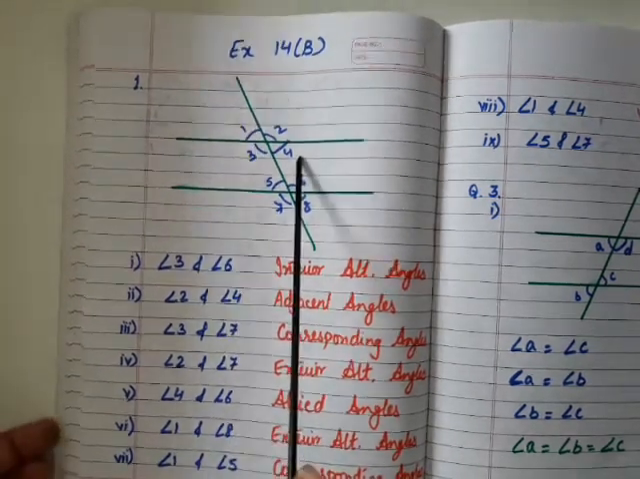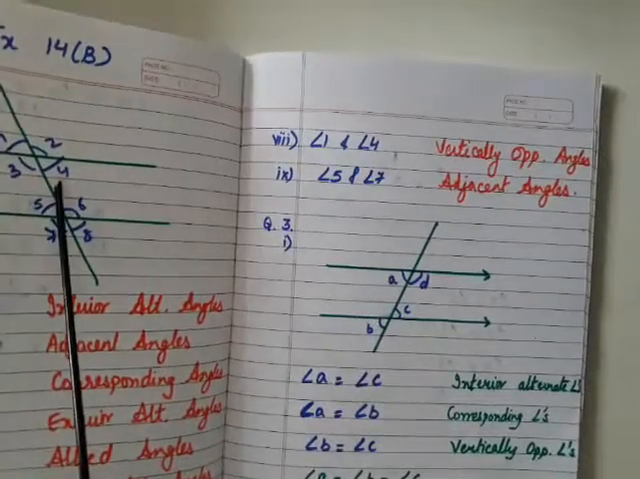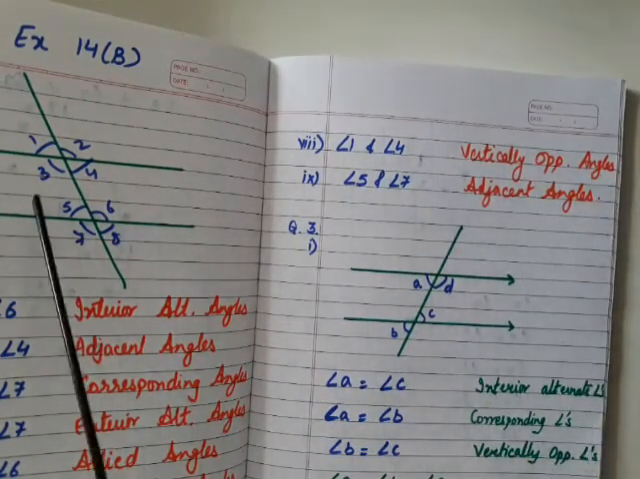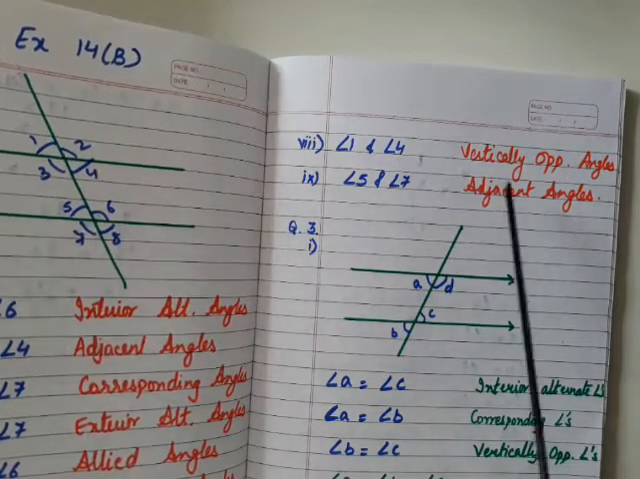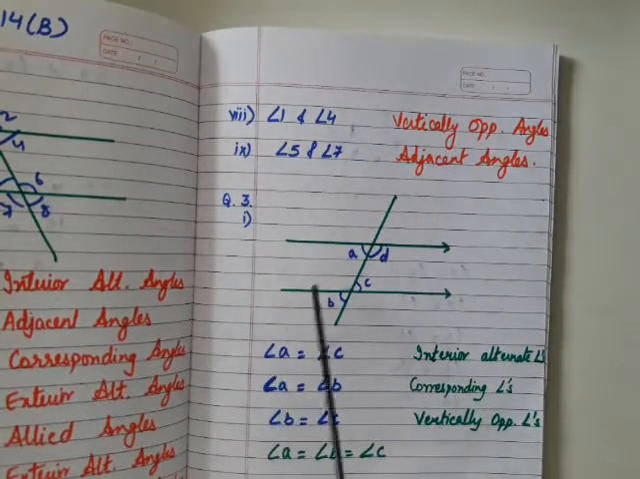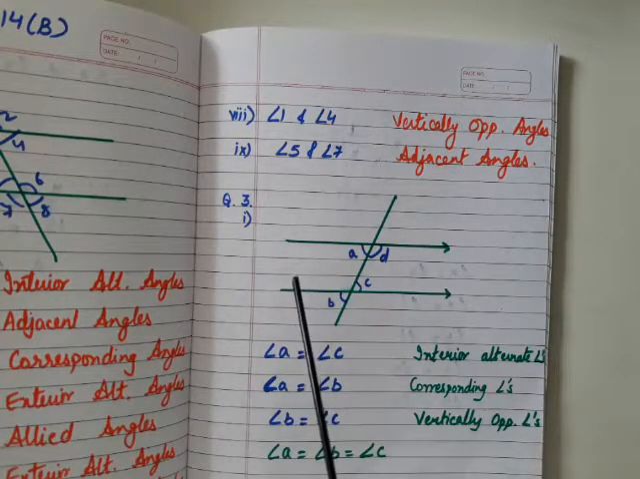Next, angle 1 and 4. The relation between 1 and 4 is that they are vertically opposite angles. Next, 5 and 7. 5 and 7, again they are adjacent angles. Okay. Moving to the next question, question number 3. Your question number 2 is homework.